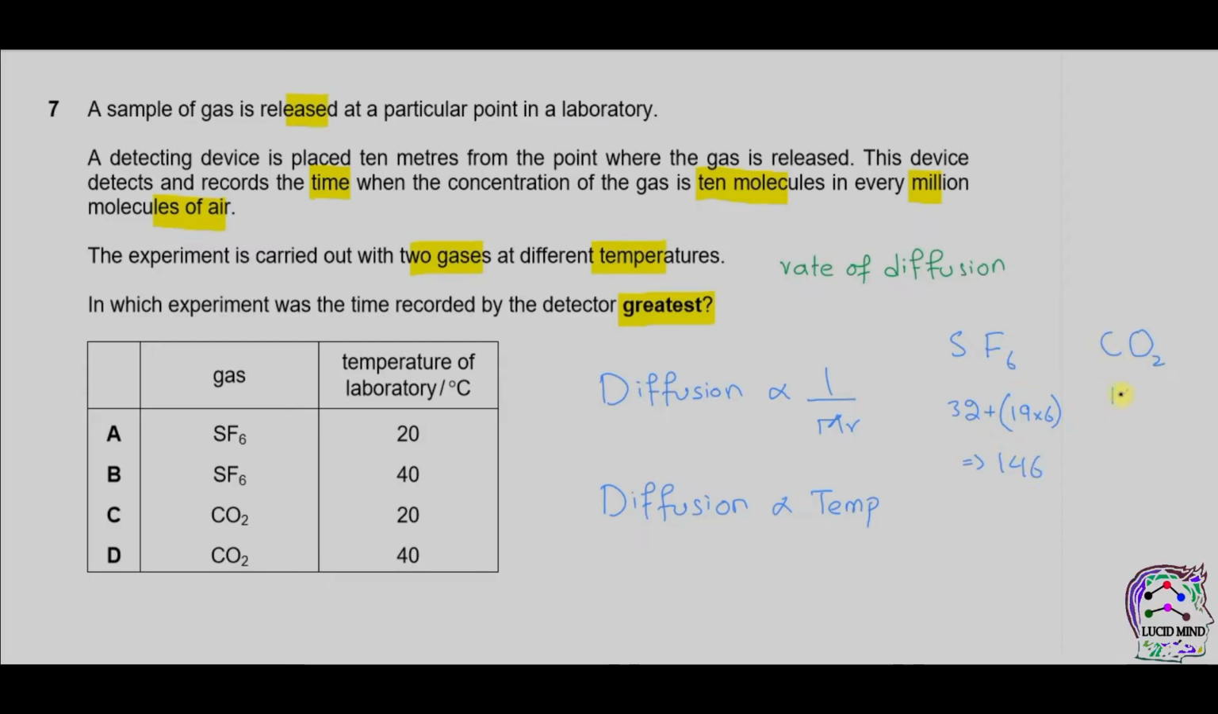In CO2 we have carbon, which is 12. We have 2 oxygen, 16 into 2 becomes 32. So 32 and 12, it becomes 44. So we can see that CO2 will diffuse faster as compared to SF6. Second is the temperature. We need the temperature in which time taken is greatest, so therefore diffusion is slow. So at 20 degrees centigrade, diffusion will be less. Correct answer is therefore A.